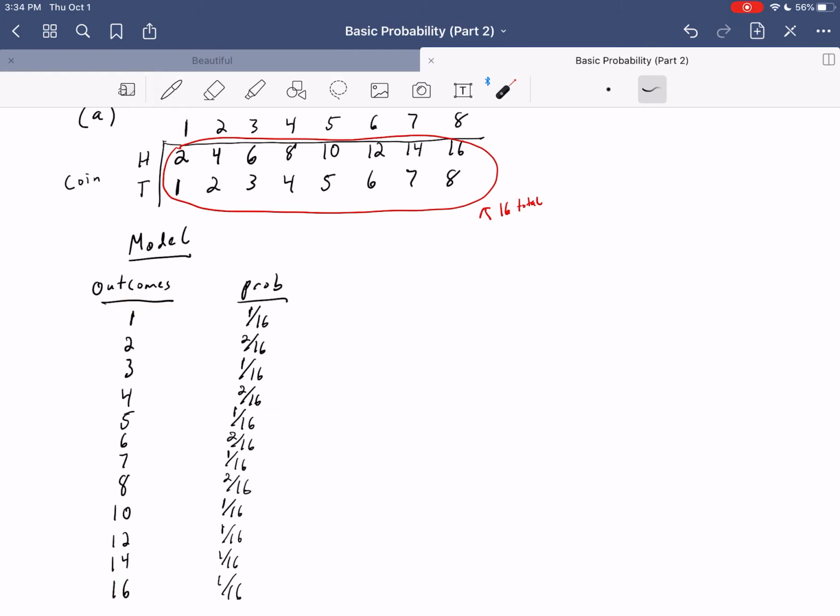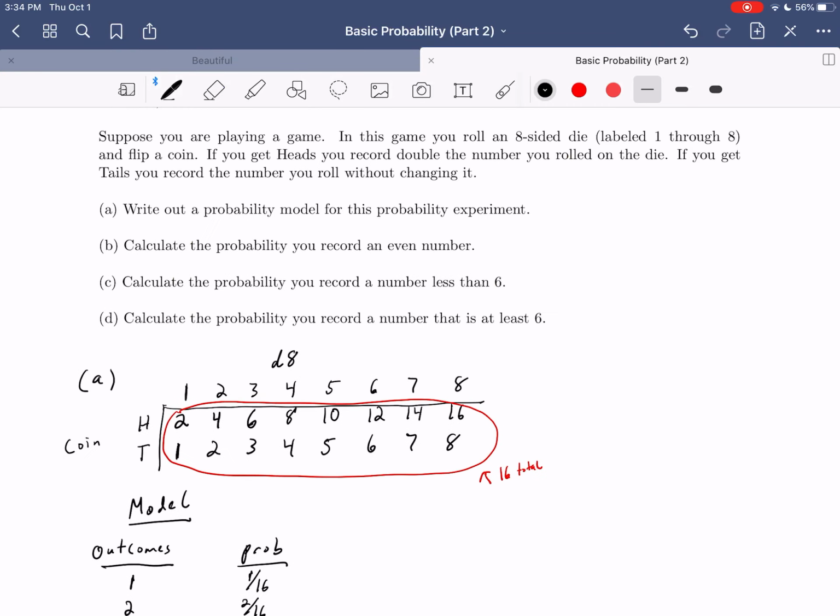They're not all equally likely. Things like 2 or 4 or 6 or 8 are easier to achieve because for each of those, there's 2 ways that it can happen. Everything else only has one way of happening. All right, now let's use this to answer a couple questions.